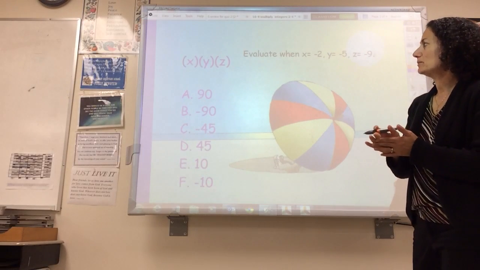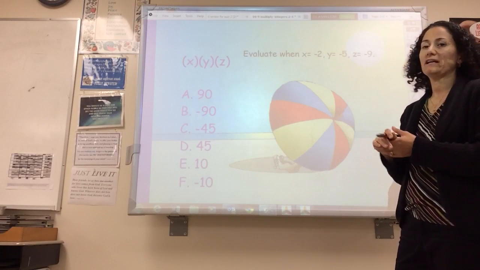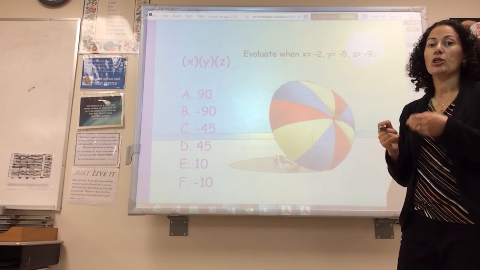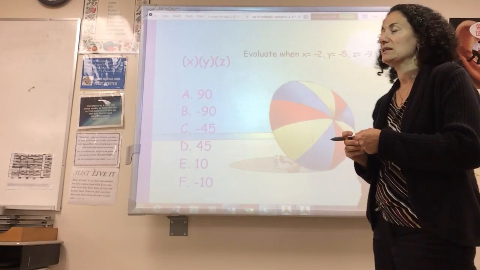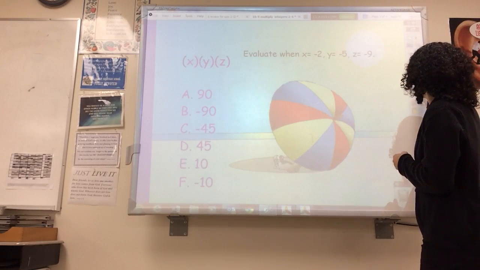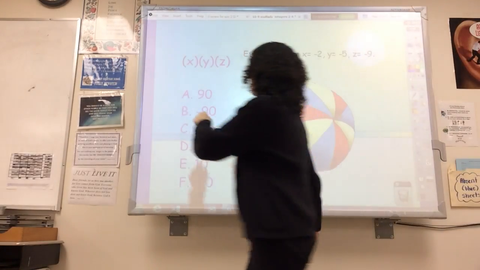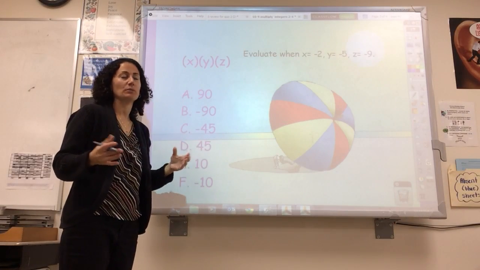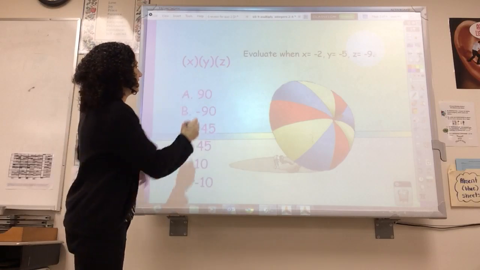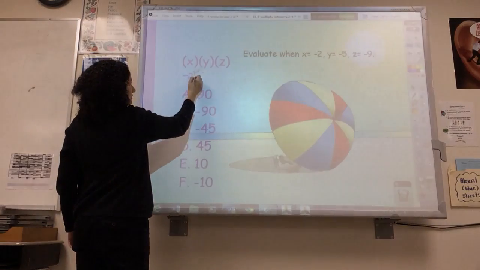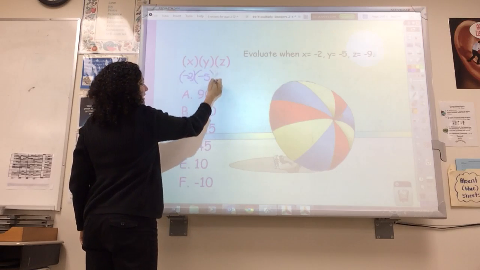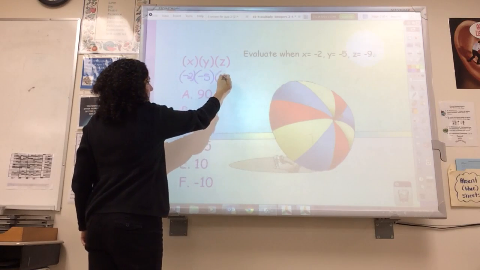In this example, we're given variables, and not only are we given variables, but we are given 3 different factors. We have x times y times z. Remember, the parentheses or variables and numbers sticking next to each other just means multiply. So it tells us that x is negative 2. Let's substitute the values. y up there is negative 5, and z is negative 9.